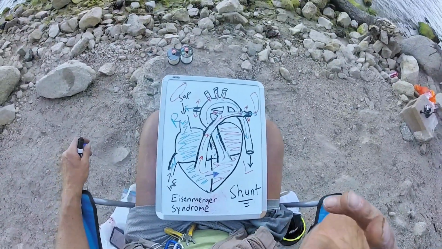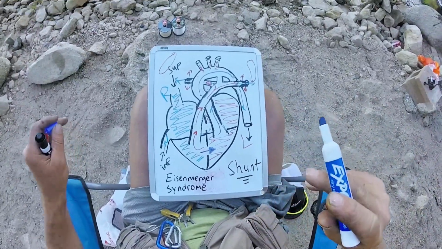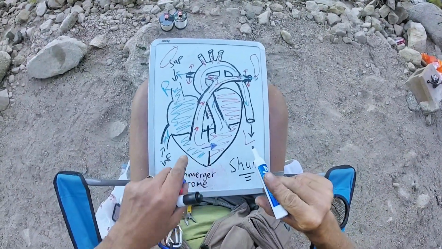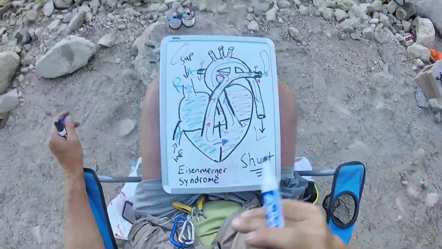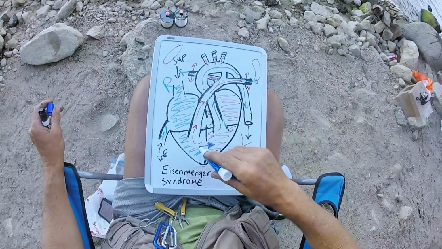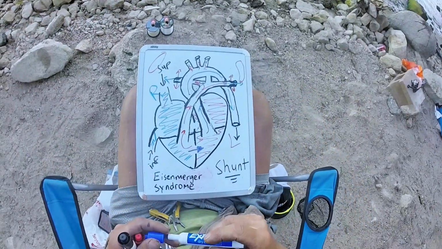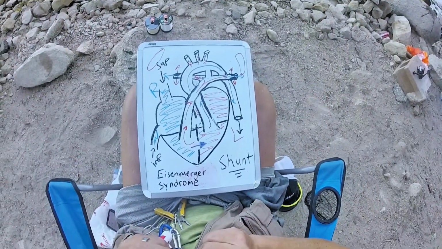Okay? That was a quick one, just knocking out switching left to right shunts to right to left shunts, which you don't want to do, but this is known as Eisenmenger syndrome, and the key point is that that happens when pressurized blood goes into the lungs for an extended period of time.